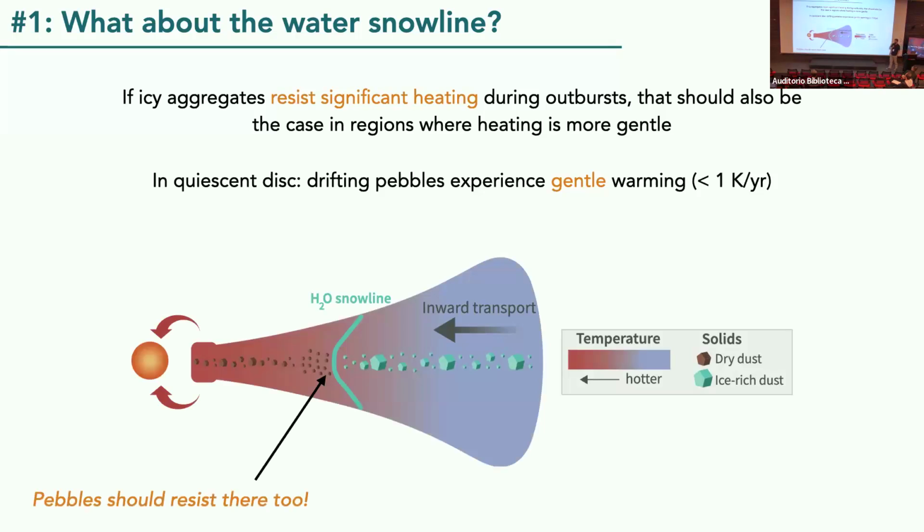So it's the wrong schematic here, but it should be surviving. So pebbles should be resisting there. This would have implications for planet formation models, right? Because Saito and Sirono found that planet formation is boosted inside the snowline if things fall apart. And I'm finding that it is not falling apart.